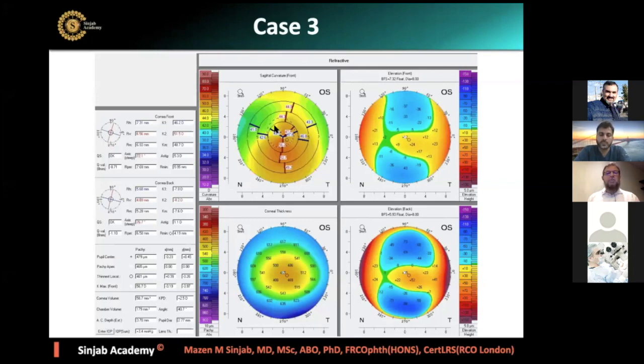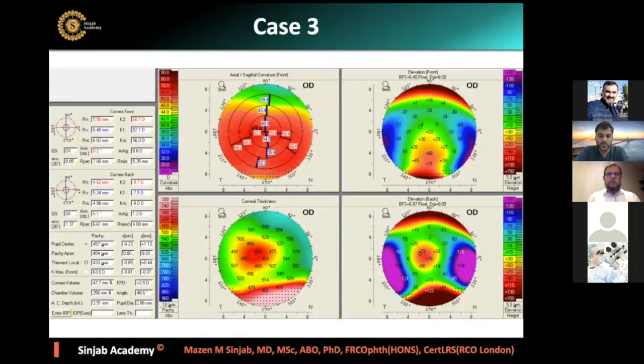The first one is abnormal sagittal curvature map, very abnormal. There is a skewed radial axis, there is inferior steepening, and the posterior elevation map is abnormal. So we look at 2 things, anterior curvature and posterior elevation. The posterior elevation is very abnormal, but be sure before reading the elevation map that you are using the best fit sphere, 8 millimeter diameter. Otherwise, you will get into troubles. So the value corresponding to the thinnest location is maybe 40 or above. So we have 2 things, the anterior curvature and the posterior elevation, and it is keratoconus.